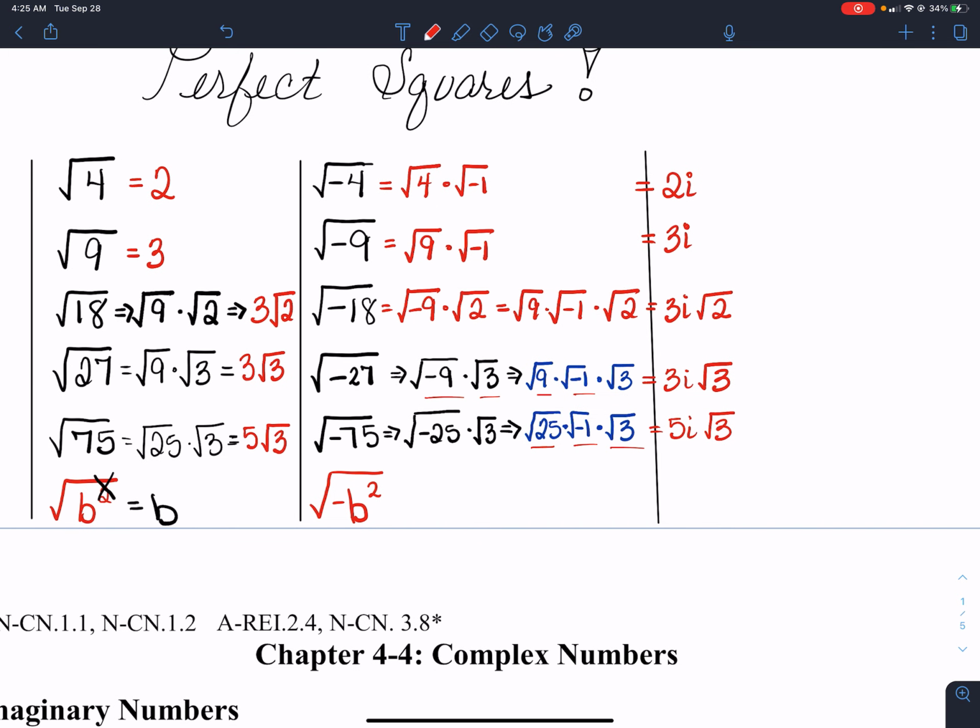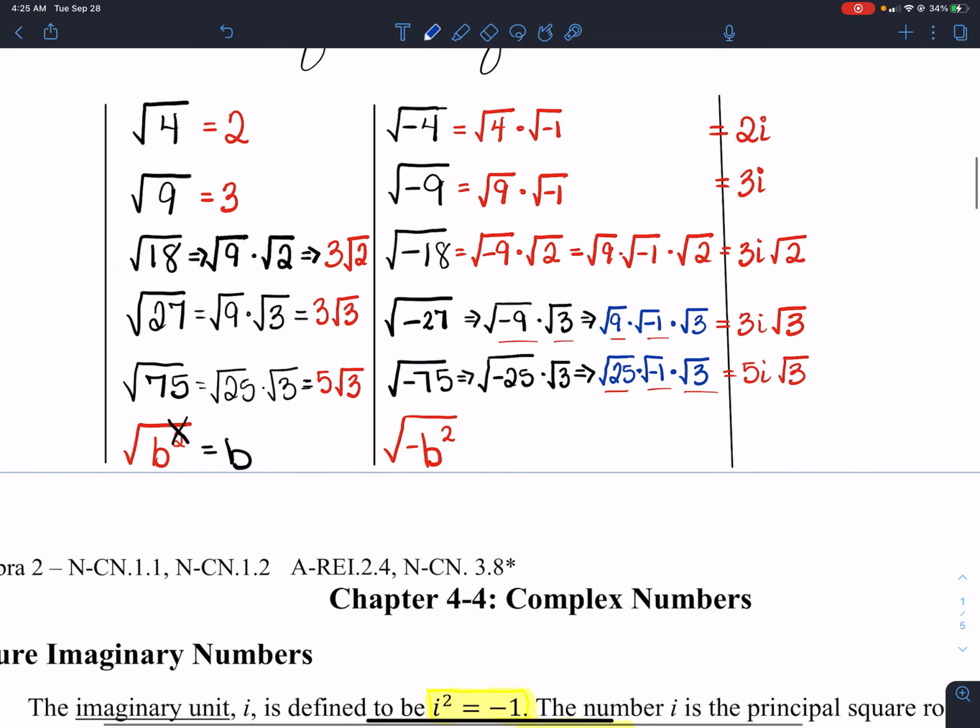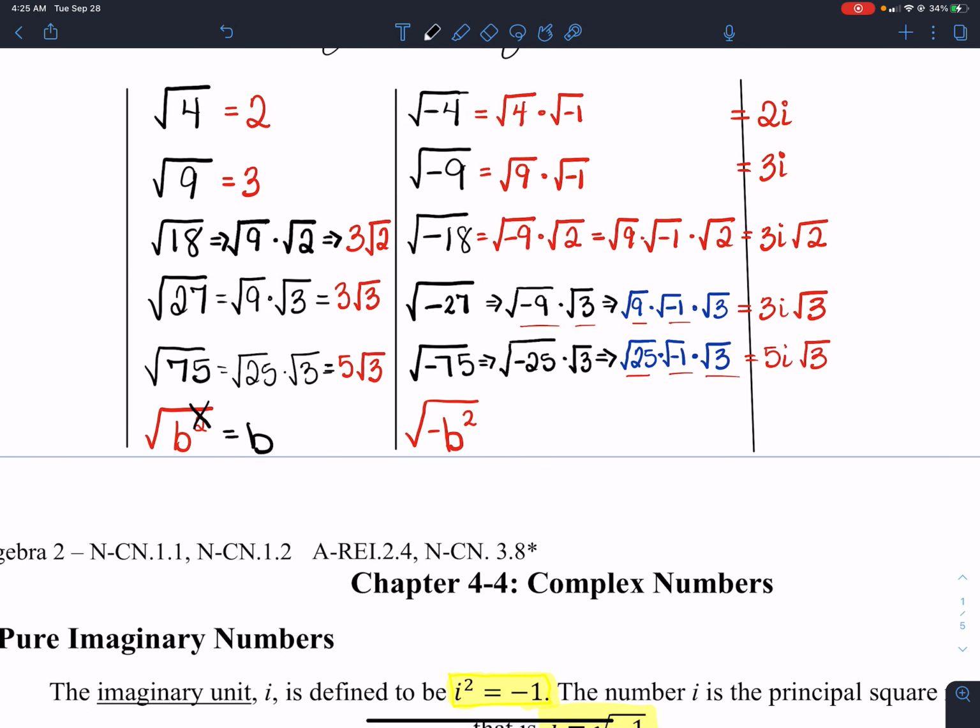This very last one, which is like a literal equation, is the same thing as the square root of b squared times the square root of -1. And a square root and a square cancel out. So I am left with b times I.